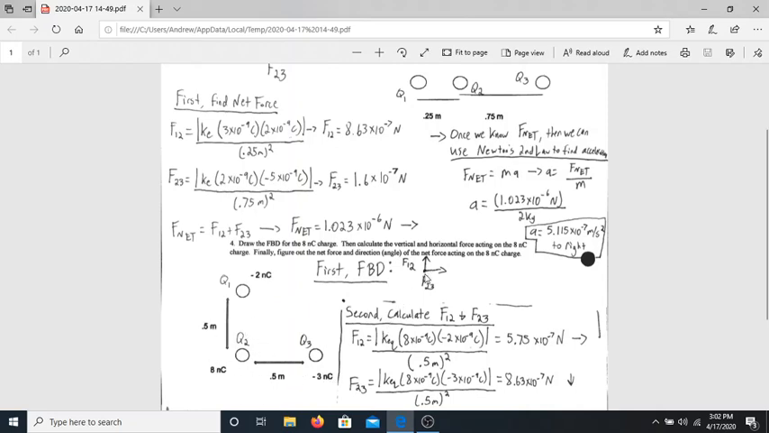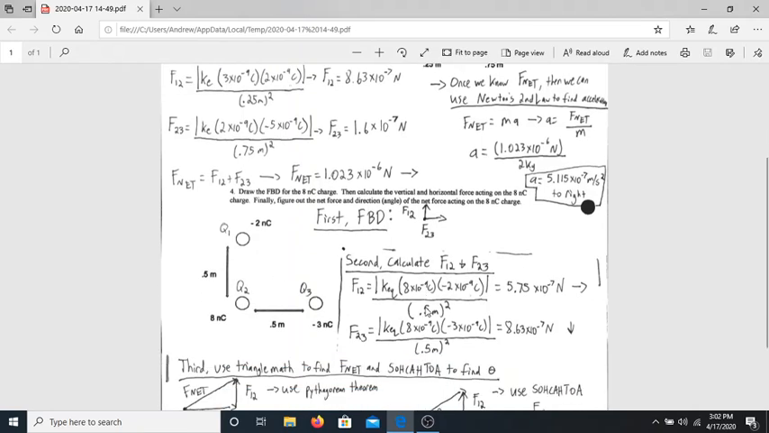All right, so we drew the FBD because this is negative and this is positive. They are attracting each other, so this negative charge is going to pull it up. The same thing is true for this one on the right as well. It's negative, the other one is positive, so the negative charge Q3 is going to pull Q2 to the right. Now, once we do that, to actually calculate the forces, we are going to use Coulomb's law because these are electric forces.